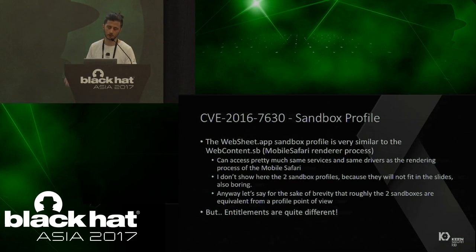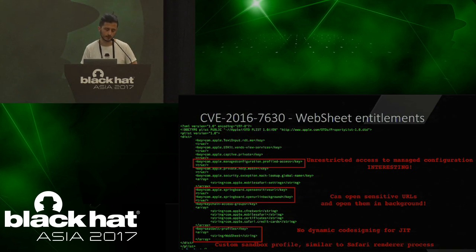I'm not showing these two sandbox profiles because they would take like 30 slides. And the real difference is that the entitlements are quite different. Entitlements on iOS are basically similar to Android permissions. They express capabilities, and they are inside the binary. It's not like Info.plist, which is external. So let's take a look at the WebSheet entitlements.